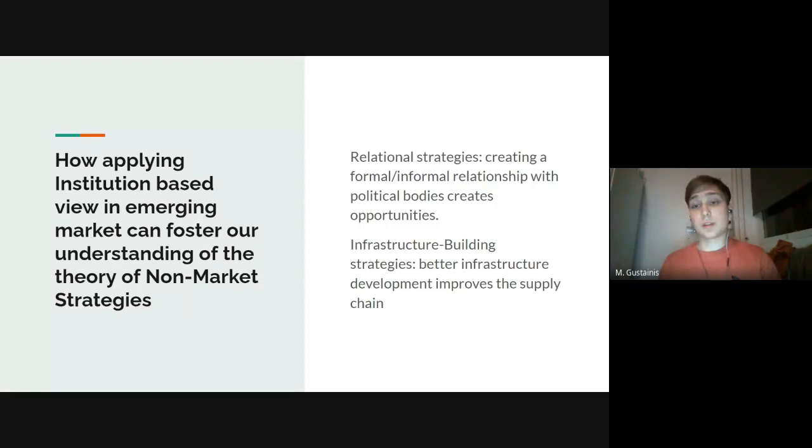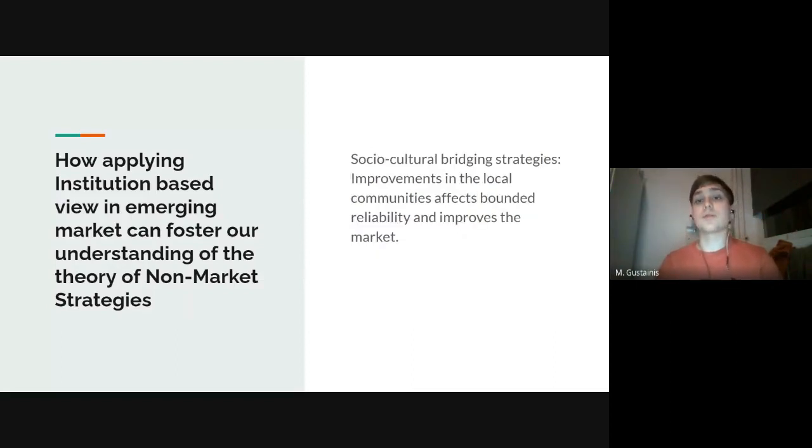Next, a very important strategy is infrastructure building. Better infrastructure is, of course, always better for every company. Having better infrastructure means that the supplier, the retailer, and all the parts of the supply chain move quicker and have better performance. And overall, this means the business can be conducted faster, and the customer can receive their services and products faster. And also, when it comes to social cultural bridging strategies, the improvement in the local communities affects bond reliability and improves the market.